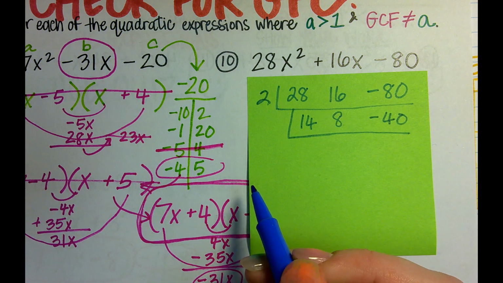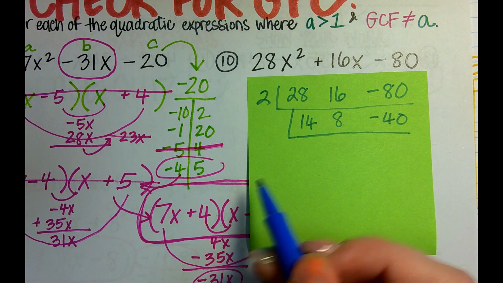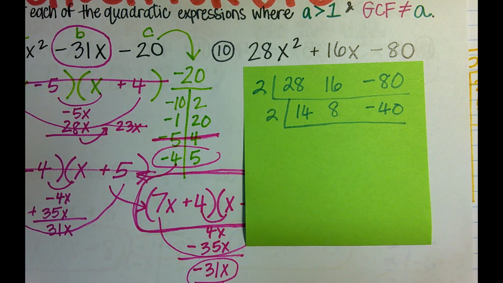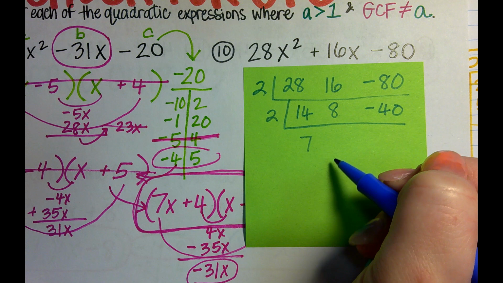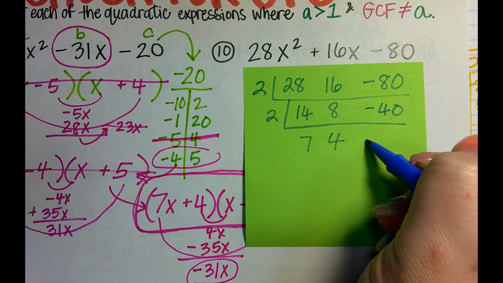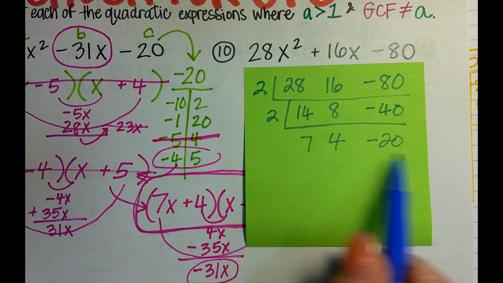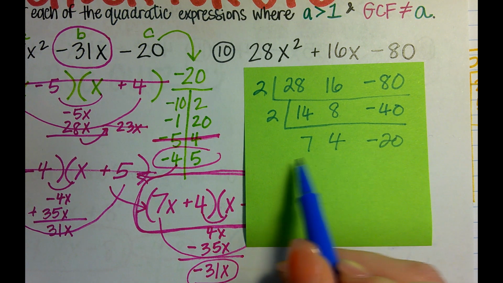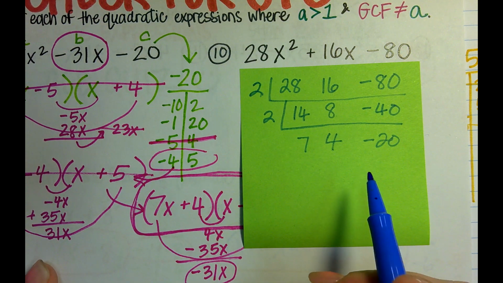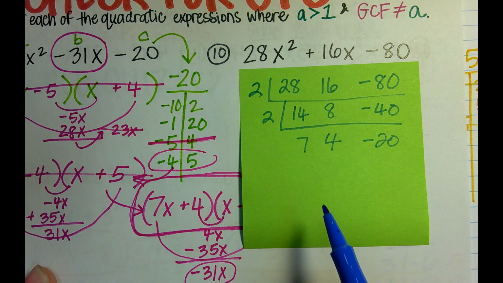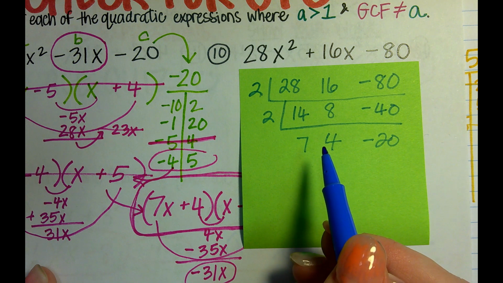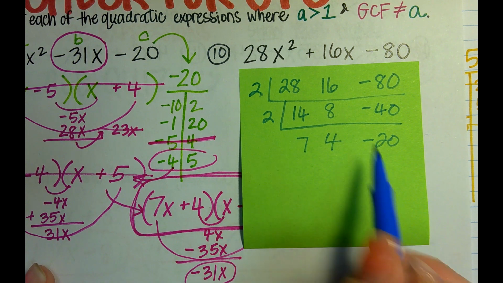Can I divide by 2 again? Yes, I can. So let's keep going. I'm going to divide by 2 again. 14 divided by 2? 7. 8 divided by 2? 4. Negative 40 divided by 2? Negative 20. Okay. Can I divide by 2 again? No, I can't. I can't divide by 3. I can't divide by 4. I can't divide by 5. Well, 4 was the smallest number, so we stopped there. So, we can't go any further.